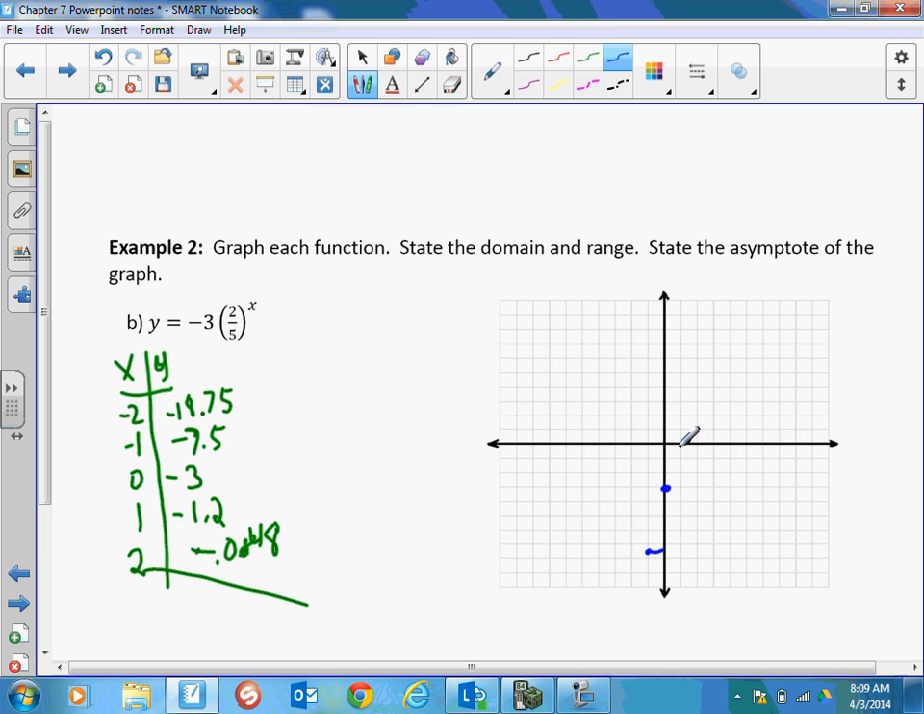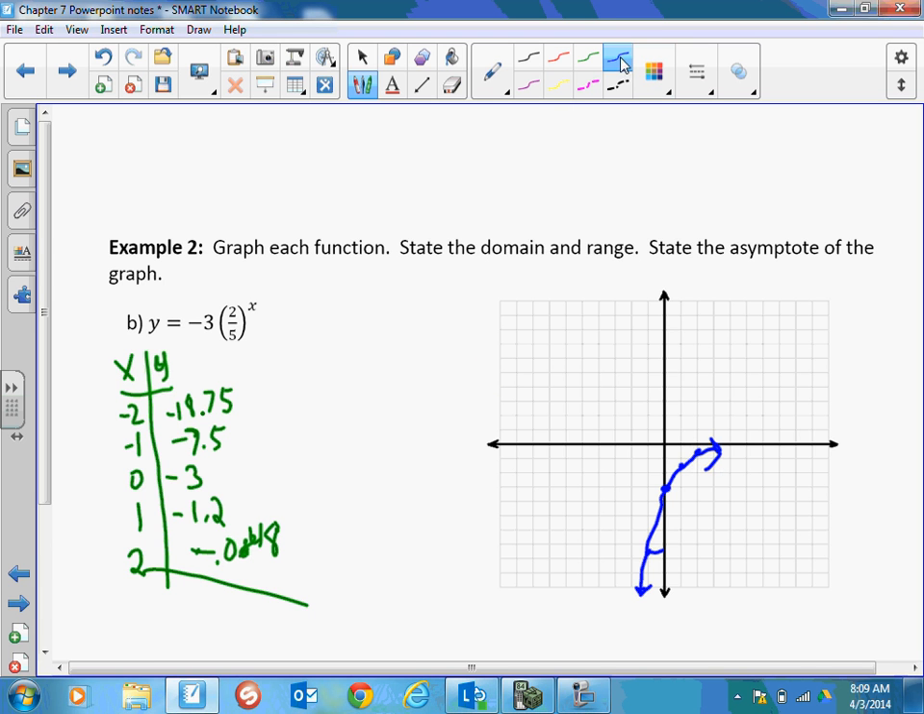Okay, you got 1, -1.2, so just a little bit below 1.2, and then 2, -4.8, about right in the middle. Okay, so then you just connect the dots best you can. Okay, and it'll look something like that. Not as pretty as the graphing calculator, but you get the picture.